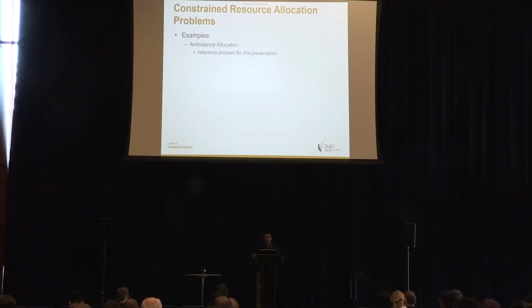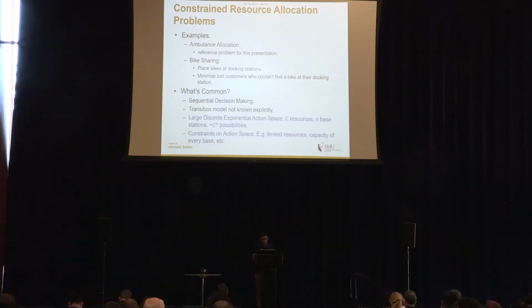We looked at the ambulance allocation problem, which is going to be our reference problem for the rest of this presentation. There can also be the bike sharing problem, which we can solve, in which you have to place bikes at different docking stations, to make sure that when a customer arrives at a docking station, he does find a bike. So what's common in these problems? These are sequential decision-making problems, and the transition model is typically not known explicitly. Apart from that, the action space in these problems is typically very large and discrete.